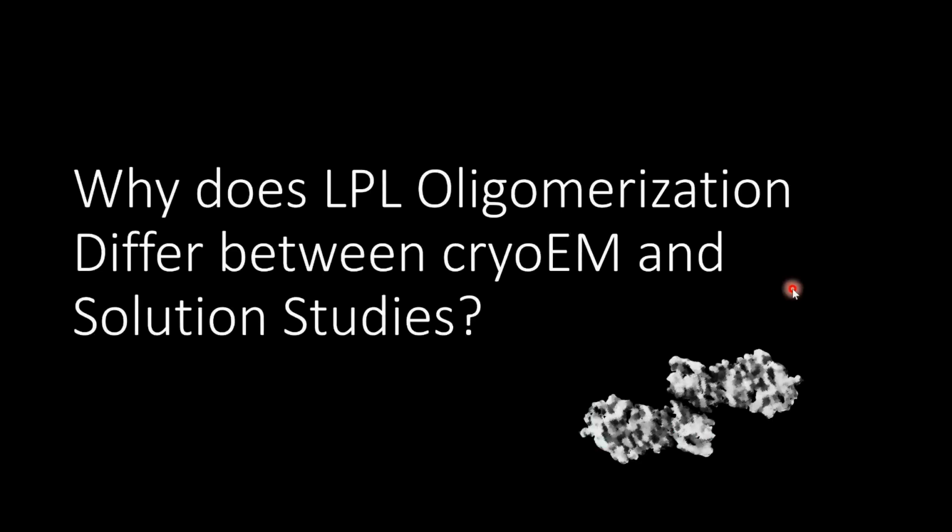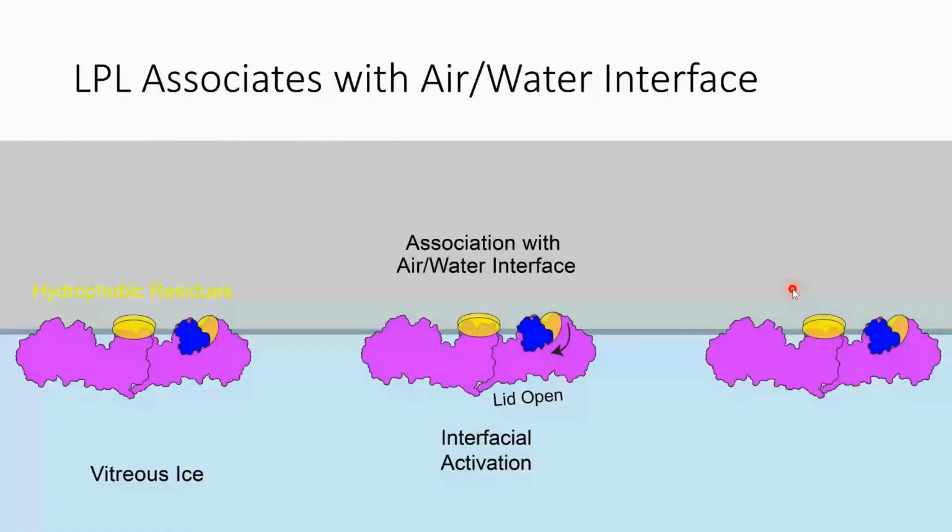So, at this point, I realized I needed to go back to the drawing board and really think critically about why LPL oligomerization differs between our CryoEM and solution studies, and try to determine a new hypothesis for what was causing this difference. And so I went all the way back to our original problem with the CryoEM, which was the preferred orientation. As I had mentioned when I was discussing it, when a protein adopts a preferred orientation in a cryogrid, it's because it's associating with the air-water interface.